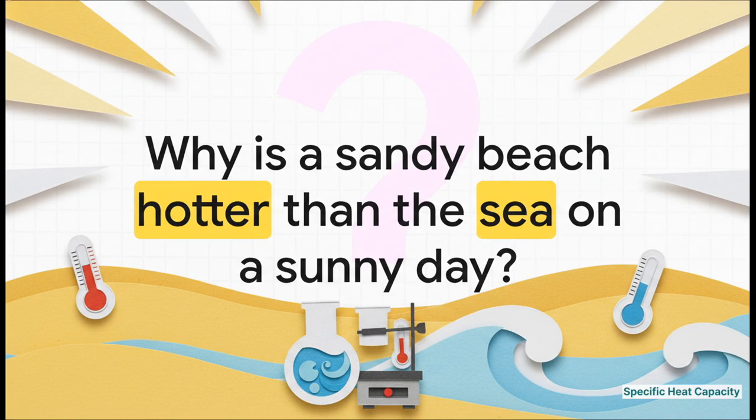Have you ever noticed on a really sunny day how the sand on a beach can be scorching hot, but the sea is still pretty chilly? They're both getting hit by the exact same sun. Well, the secret behind that is a property called specific heat capacity, and that's exactly what we're going to investigate.